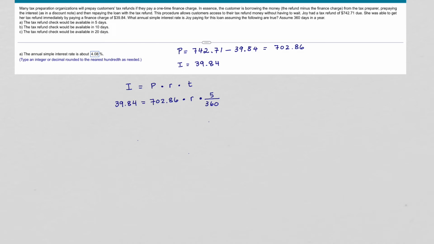So now we want to solve this for R. So I'm going to start by dividing both sides by that 702.86. And that cancels out on the right-hand side. Then I'm going to multiply by 360 over 5. So I'll do that over here as well. And the 360s cancel and the 5s cancel. And so now we just have R on the right-hand side. And I can multiply this in my calculator to get the rate. So that turns out to be 4.08217852.